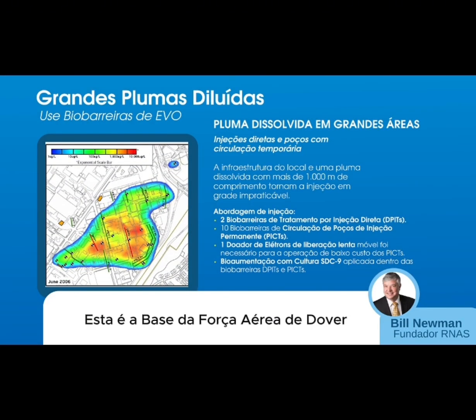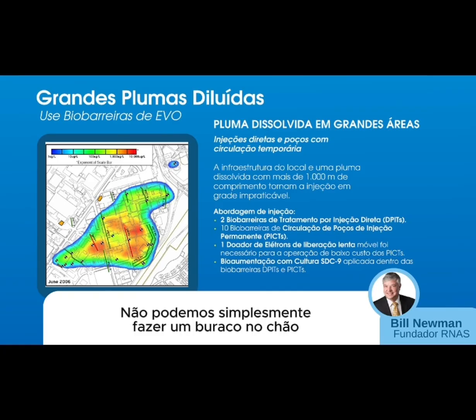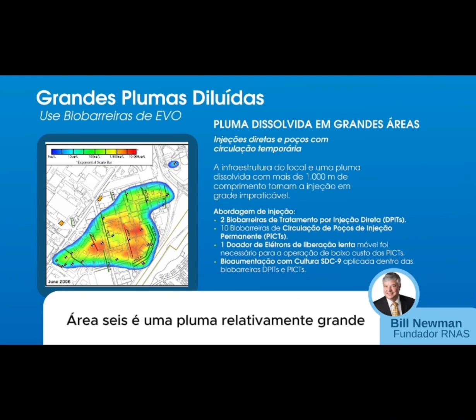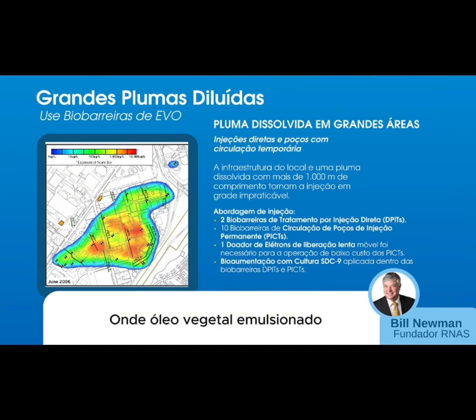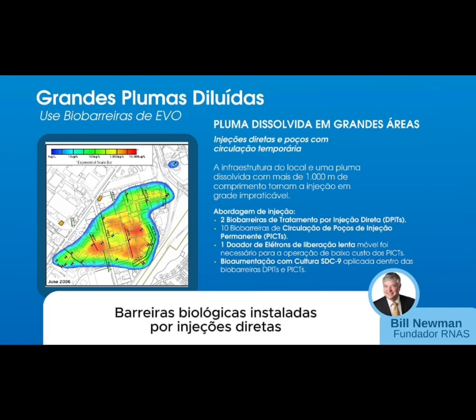So let's look at a site where we use that approach. This is Dover Air Force Base, and you can see the gray lines on the map indicate that there are a lot of roads and buildings. So this is an active Air Force base. We can't just punch a hole in the ground anywhere we would like, because we don't want to disrupt the Air Force Base activities. This particular area, Area 6, is a relatively large plume. You see the scale bar in feet, 1,000 feet. The two red lines that are transects across the plume were emulsified vegetable oil biobarriers installed by direct push injections.